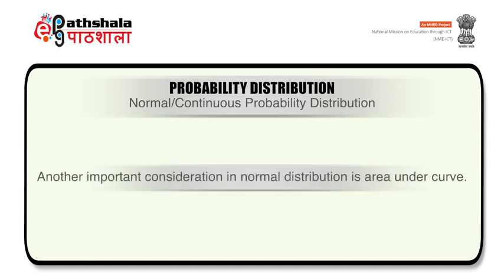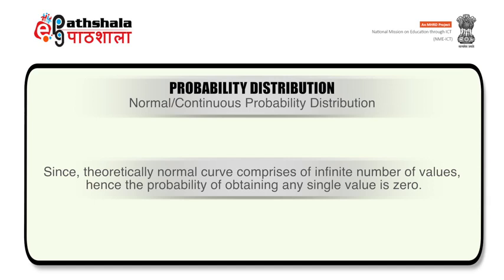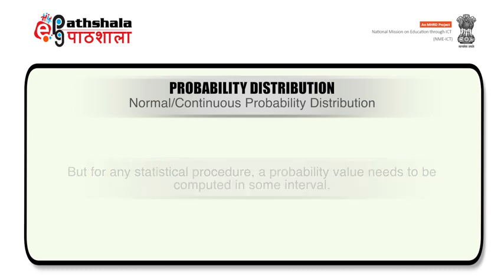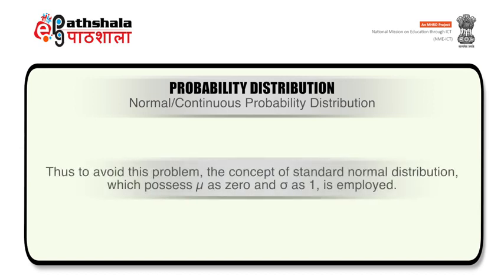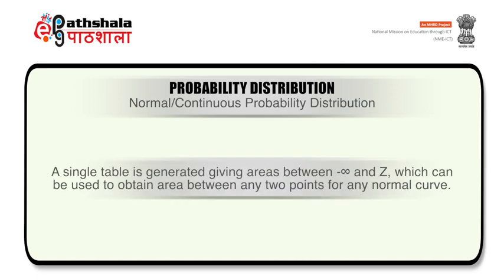Another important consideration in normal distribution is the area under the curve. The area between any 2 points represents the probability of observing a value between these 2 points. Since theoretically the normal curve comprises an infinite number of values, the probability of obtaining any single value is 0. But for any statistical procedure, a probability value needs to be computed in some interval. Thus, to avoid this problem, the concept of standard normal distribution, which possesses a mean of 0 and a standard deviation of 1, is employed. The Z transformation approach is applied, which changes the normal curve to the standard normal curve. A single table is generated giving areas between minus infinity and z, which can be used to obtain the area between any 2 points for any normal curve.